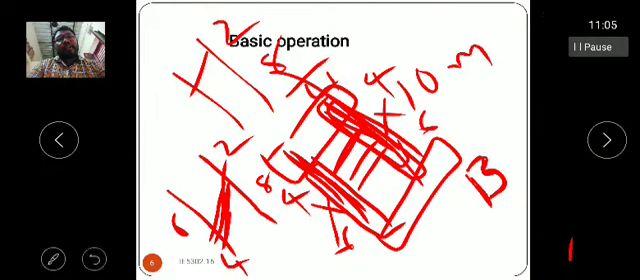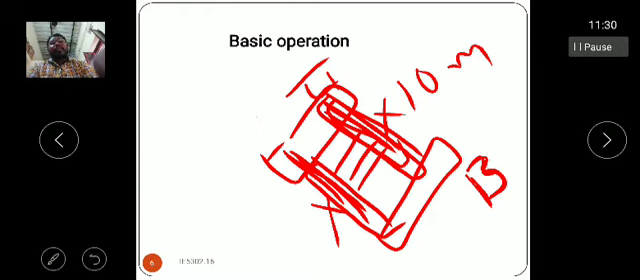For example, if you construct the bridge differently, something like that, here 2, here 8, here 4, here 6. That means it is unbalanced. That means there may be a chance of the person sliding like that. This is the unbalanced condition.